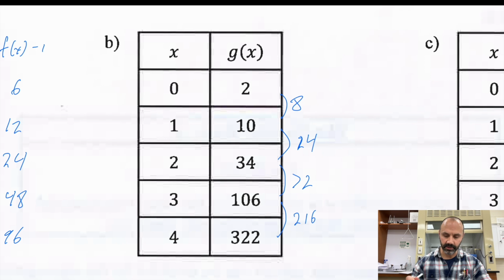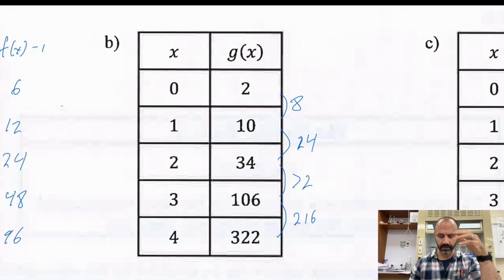And here again we see that 2 times, I don't know, what would be 10, and then 10 times would be 34. That's not working out. But if we look at the differences again, we get 8, 24, 72. So 24 is 8 times 3. 72 is 24 times 3. And 216 is 72 times 3. Okay, so what we have here is a common ratio of 3.